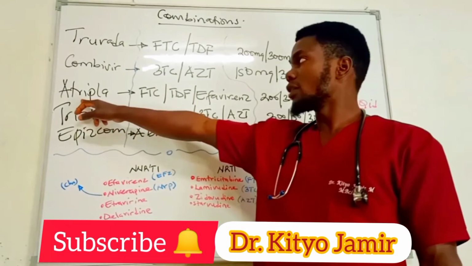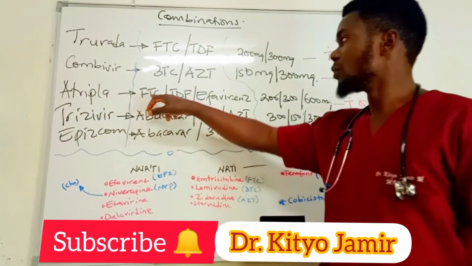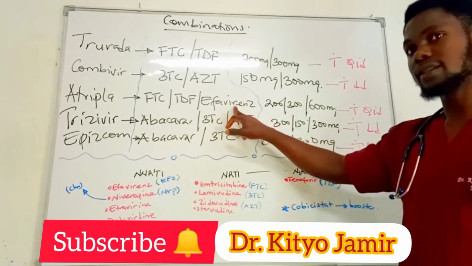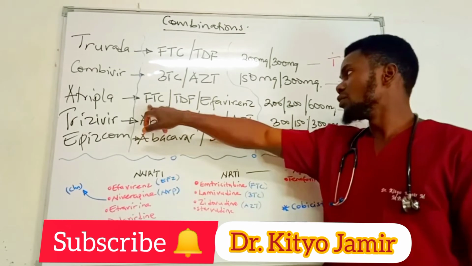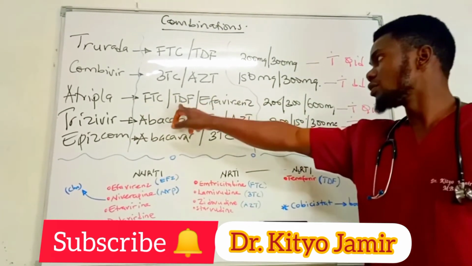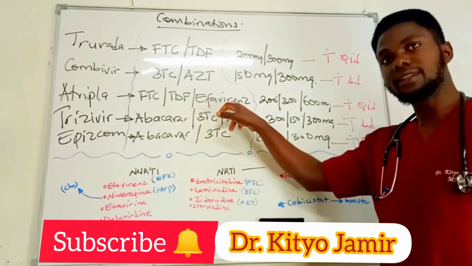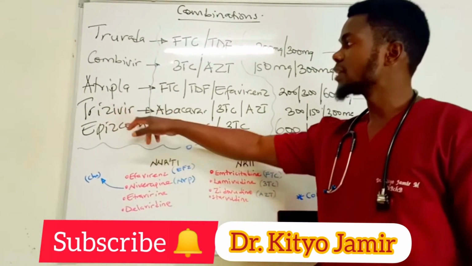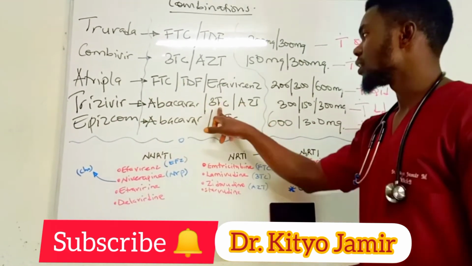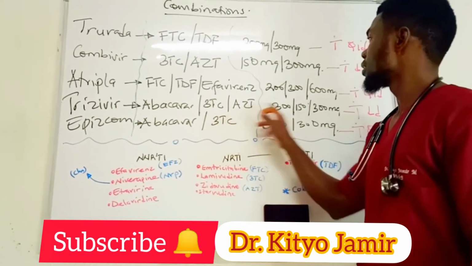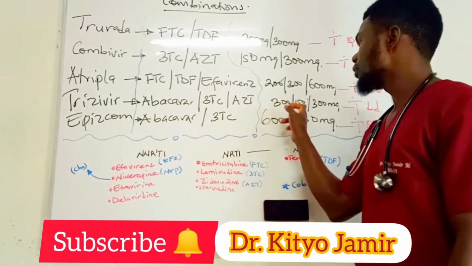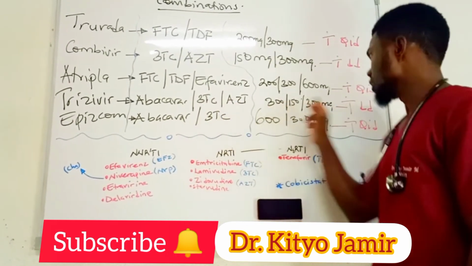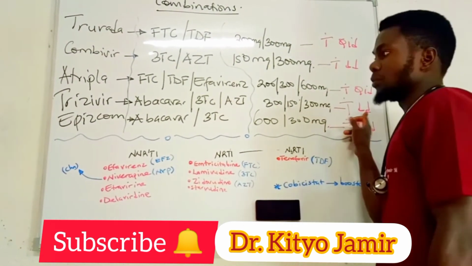Then we have another combination which is a triple combination of emtricitabine, tenofovir and efavirenz: 200 milligrams emtricitabine, 300 milligrams tenofovir, 600 milligrams efavirenz. We give one tablet once daily. Then Trizivir is a combination of abacavir, lamivudine, and zidovudine: 300 milligrams abacavir, 150 milligrams lamivudine, 300 milligrams zidovudine. We give one tablet twice daily.